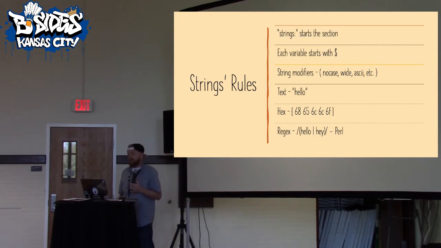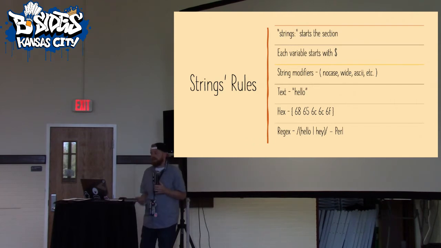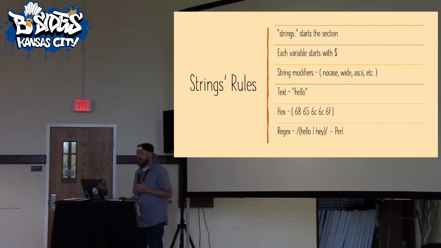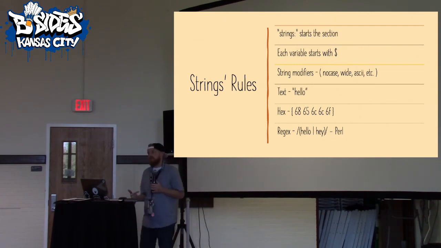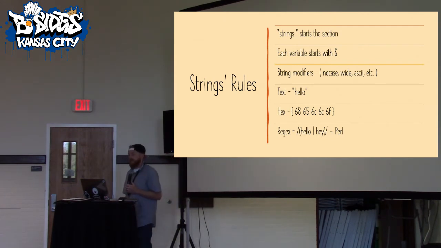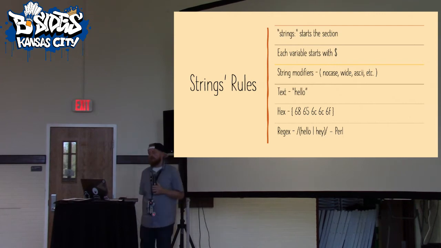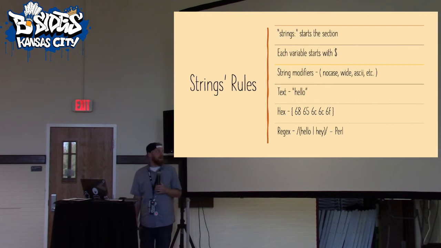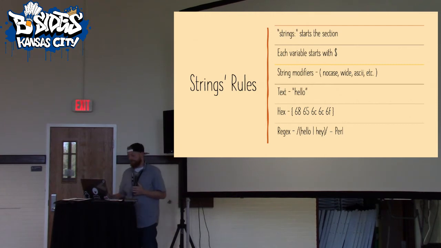Your variables can be one of three things. It can be a regular literal string, like the text hello, and it has to start with quotes and end with quotes. It can be a hex representation, and it starts with a curly bracket and ends with a curly bracket. And then it can be a regex, and the regex is PCRE, so it's Perl-based. If you know that bit of regex, it's very easy. And I'll show you a regex tool for helping you along the way in a second.